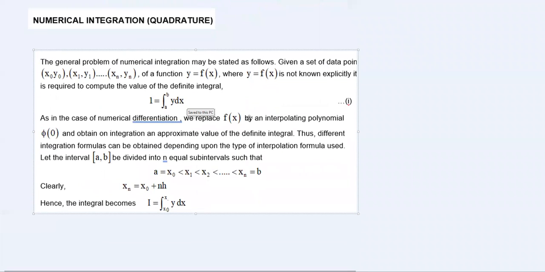So in general, numerical integration may be stated as follows. This is a set of data points x0, y0, x1, y1, xn, yn of a function y is equal to f of x, where f of x is not explicitly known. We do not know the exact value of f of x. We only know data points. We don't know the full function.